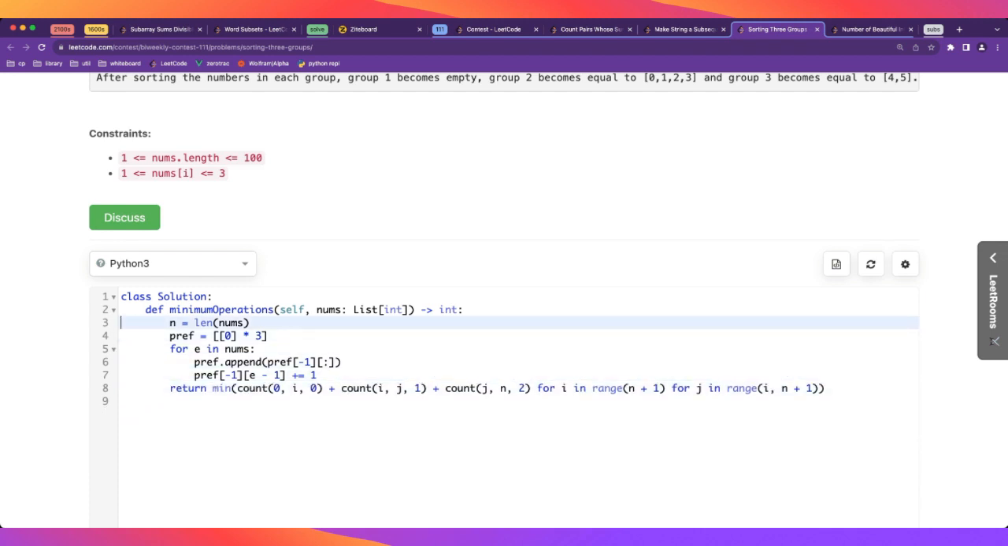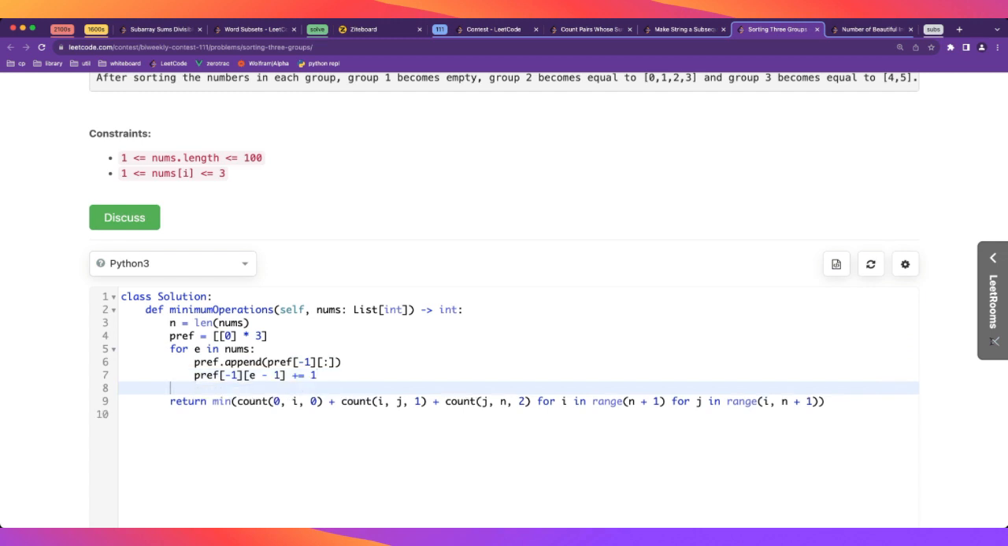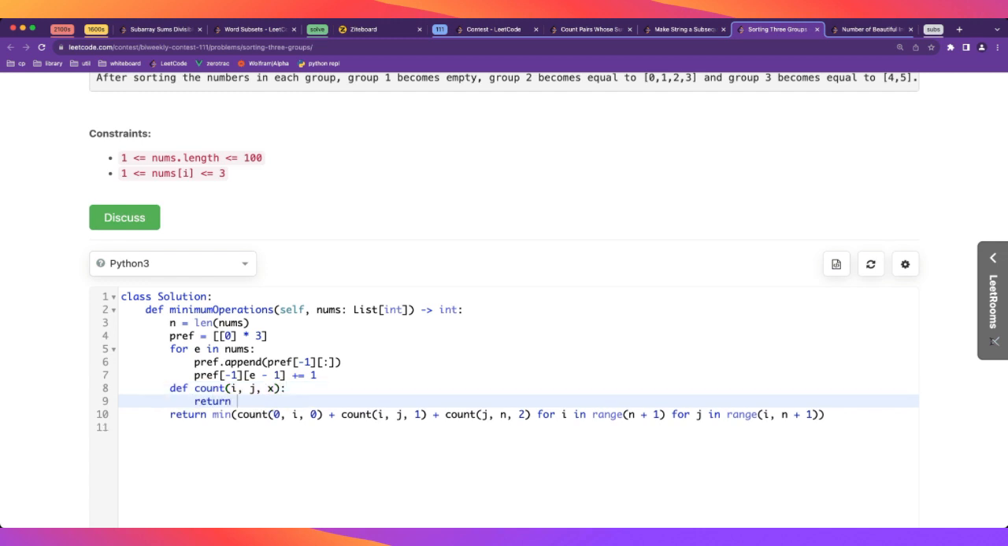Right, and so now we need to implement that helper from i, j and x. And how do we do this? The prefix, so j is not inclusive. Yes, so I think we want to count the ones that are different than x, right? Because those are the ones that we have to change.